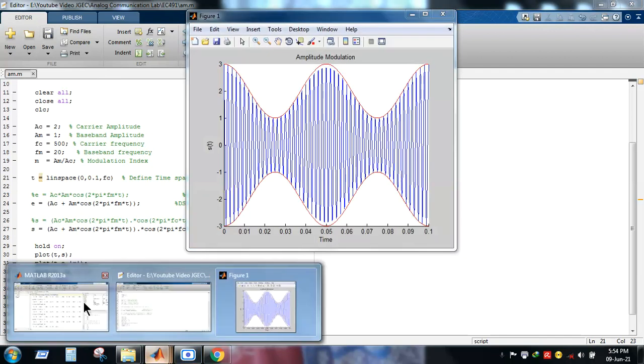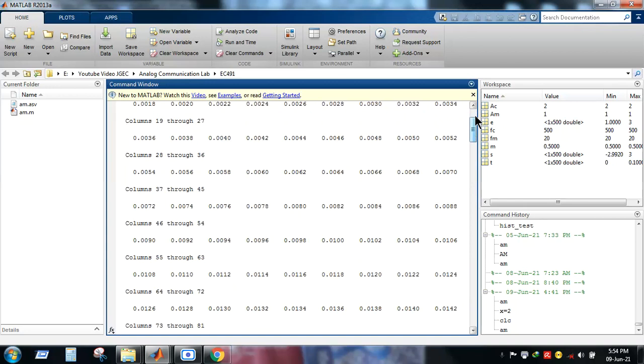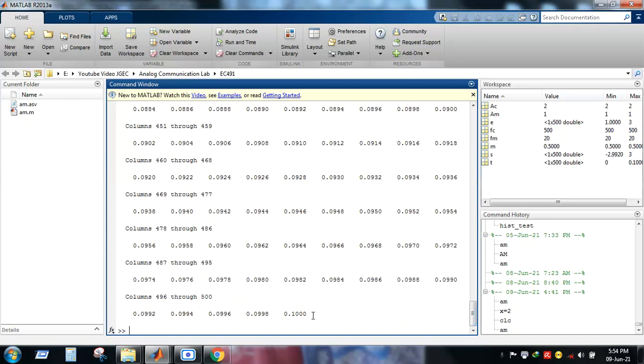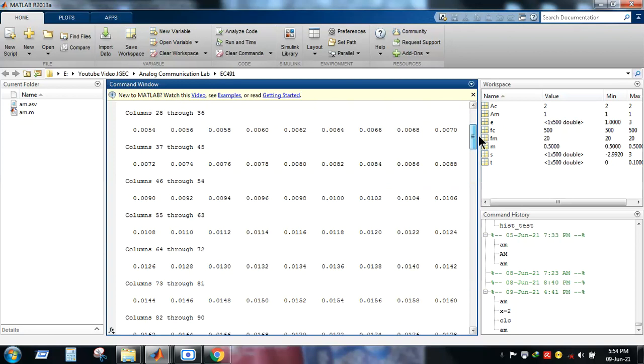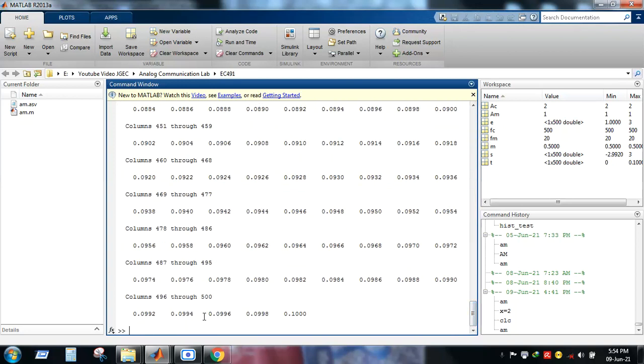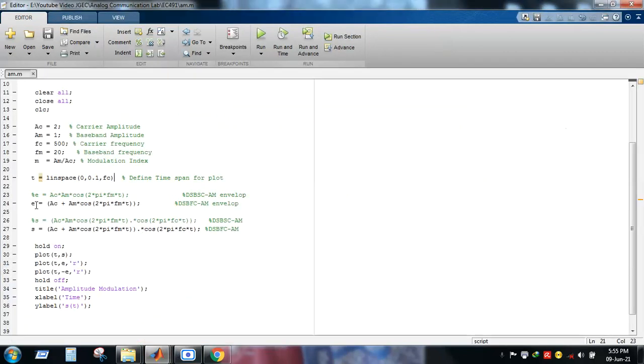So if you are running here, you can see that t is equal to 0, 0.002, and it will be continued up to 500. So a total of 500 values will be considered for time. You can see that t is nothing but a vector. Suppose we want to see the size of t, we just use this instruction. You can see that t is a matrix whose number of rows is 1 and number of columns is 500.